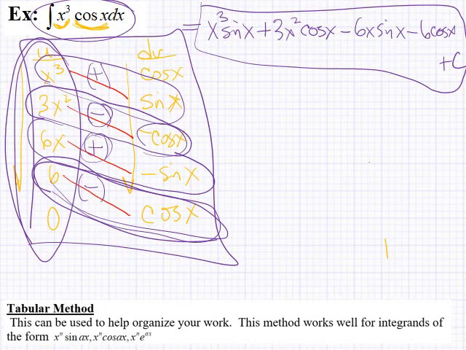So the best ones to do the tabular method for would be x to a power times sine, x to a power times cosine. Sorry, my pen's not working right now. Anyway, so x to a power times sine, x to a power times cosine, and x to a power times the exponential function. Those three that you see down here at the bottom are the best ones for you to do integration by parts using the tabular method for.